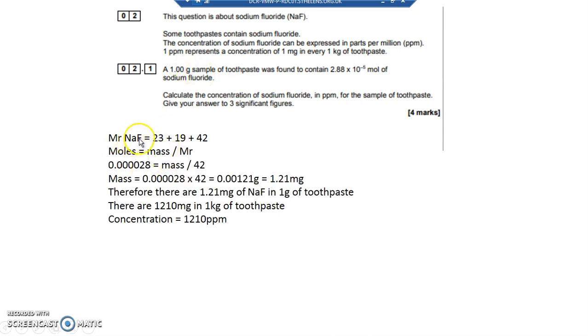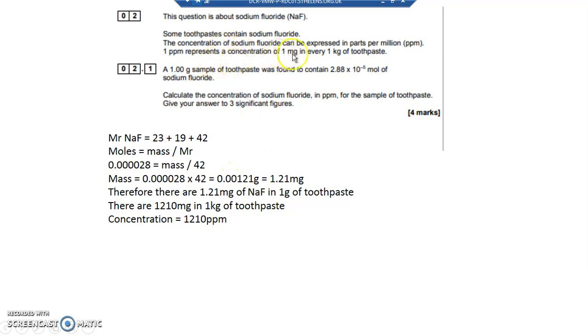Okay, so I've got the MR of sodium fluoride. Sodium's Na, which is 23, and F is 19. So 23 add 19 equals 42. So moles is mass divided by MR. Moles, 2.88 times 10 to the minus 5, or 0.0000288, is the mass divided by the MR, which equals 42. So the mass is these two numbers multiplied together, 0.00121.